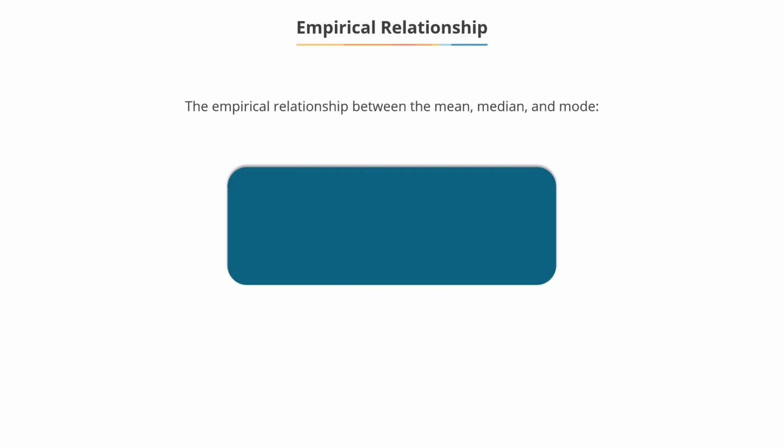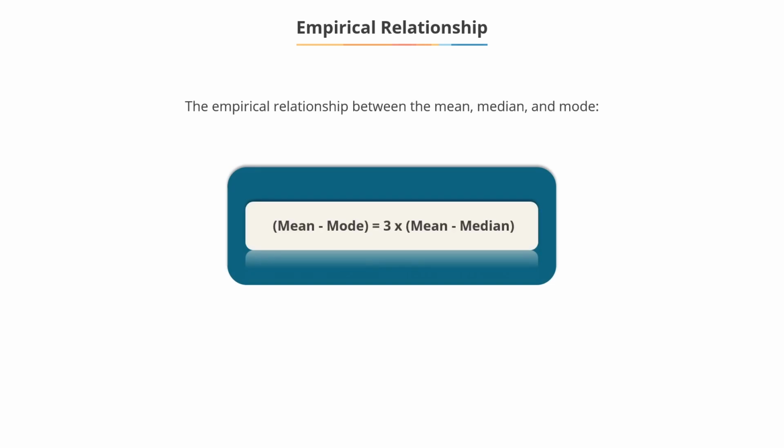The empirical relationship between the mean, median, and mode is as shown on your screen, which is mean minus mode is equal to 3 times of mean minus median.